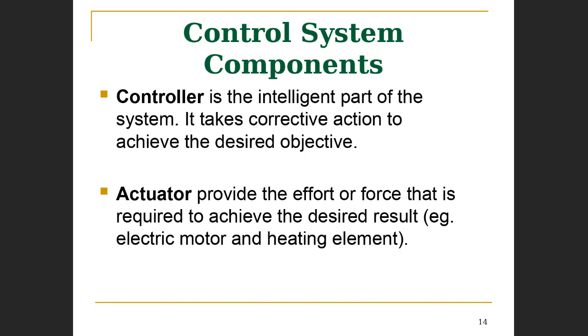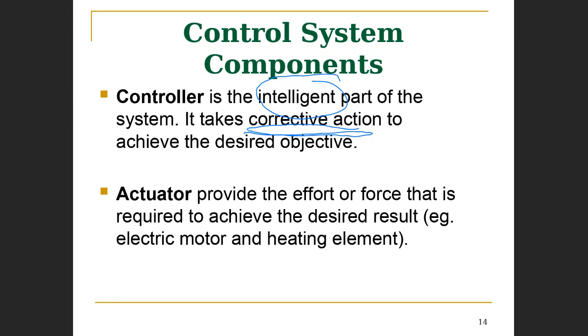Let us start with the controller. This controller here in our system is the intelligent part of the system. And having intelligence simply means it has the ability to make decisions. So these decisions that the controller will make are towards corrective action. So our controller is the intelligent part of the system, and it is responsible for taking corrective action to achieve the desired objective.